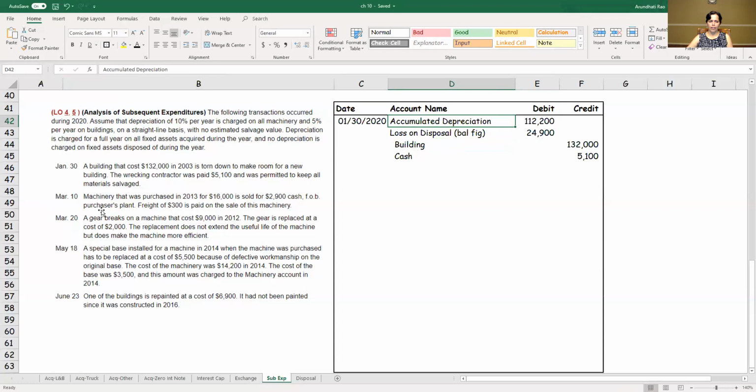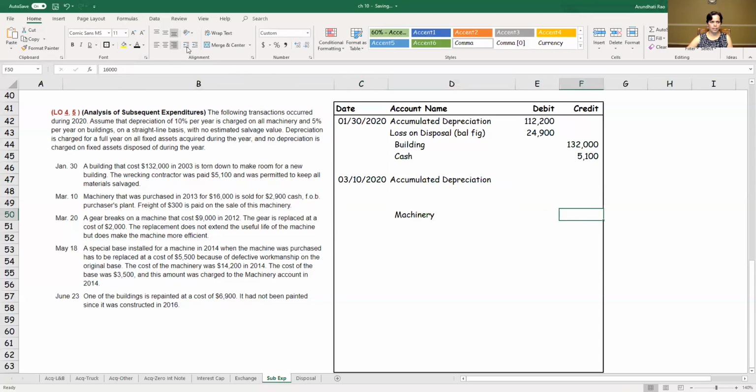Now on March 10th, there's a machine that I purchased in 2013 for $16,000. I sold it for $2,900, free on board, purchaser's plant. The freight is $300 that I paid on the sale of this machine. Okay, so once again, on March 10th, I need the accumulated depreciation. I have the old machine. The old machine is 16,000 as the cost. So 2013 through 2019. We are in 2020. So 2013 through 2019 is 7 years. All machines are depreciated at 10% per year.